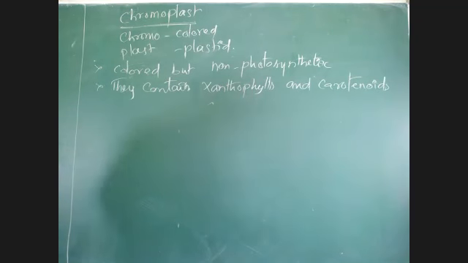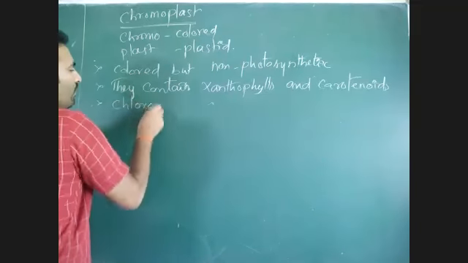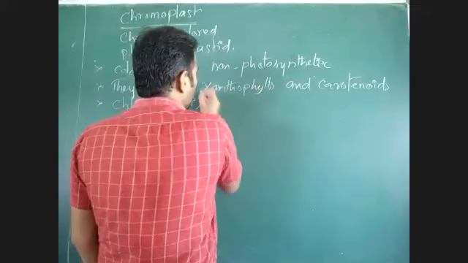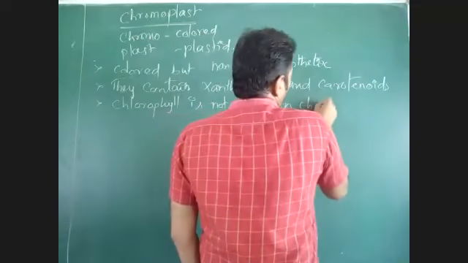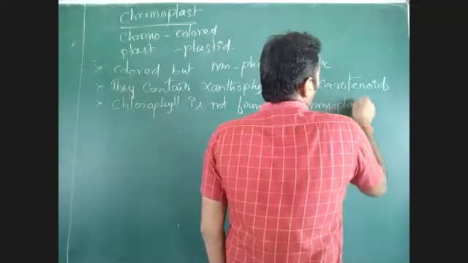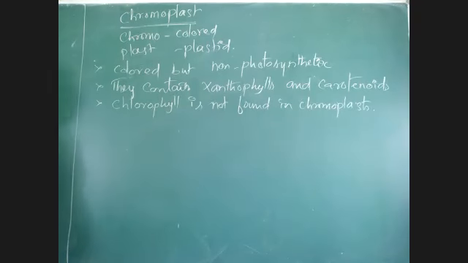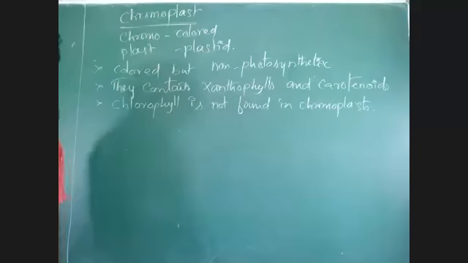One important point: chlorophyll is absent, not found in chromoplast. That's why they are non-photosynthetic. Chromoplasts do not have chlorophyll. Chlorophyll is present in another type of plastid called chloroplast. After the completion of this chromoplast, we will go to chloroplast. Chloroplast is a different structure, and chromoplast is a different structure.